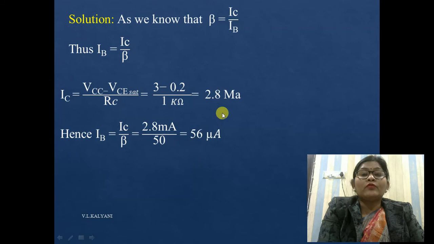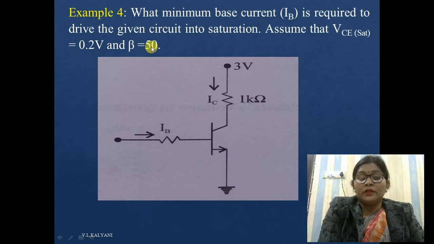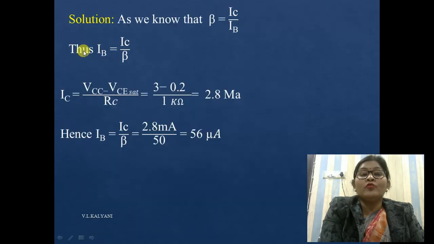So calculate the base current. As you know, beta is equal to IC upon IB, so to calculate the IB, the formula is IB equal to IC upon beta. The beta is already given over here. This is 50, and the VCE saturation voltage is also given over here, 0.2 volt.